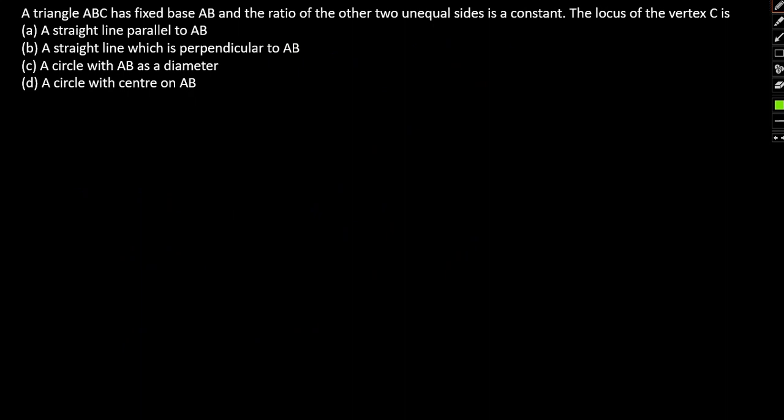So the third question here being, a triangle ABC has fixed base AB and the ratio of the other two unequal sides are constant. Then the locus of the vertex C. Okay, so we need to find the locus of the third vertex. So let's take a look. Let's draw the triangle first.